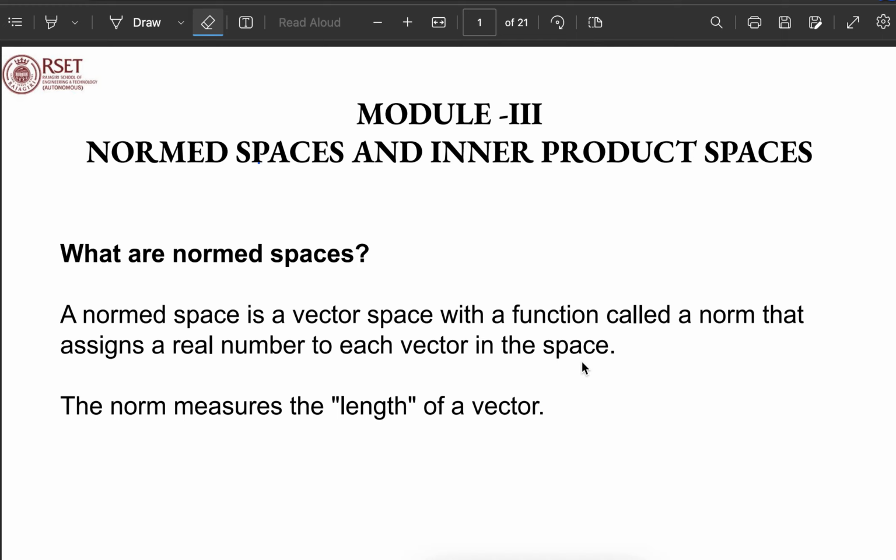Normed spaces and inner product spaces. In this section we are going to deal with normed spaces. A normed space is a vector space with a function called a norm that assigns a real number to each vector in the space. Actually, the norm is a generalization of the concept of the length of a vector.